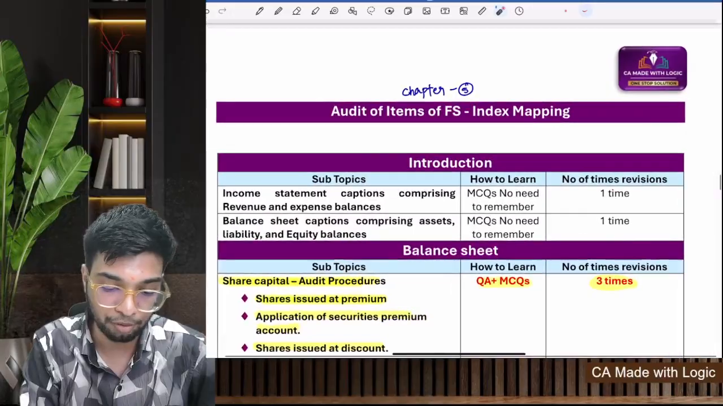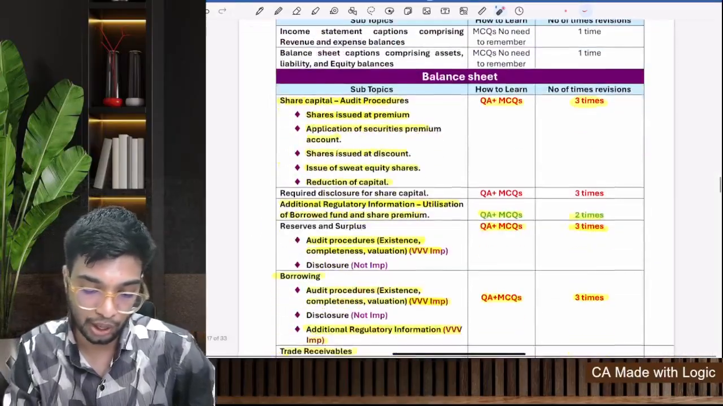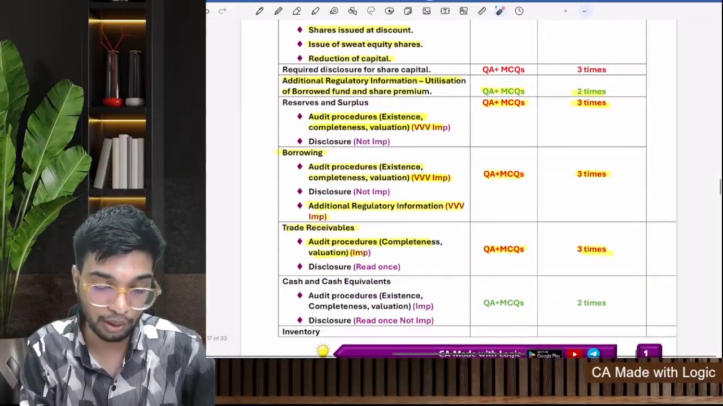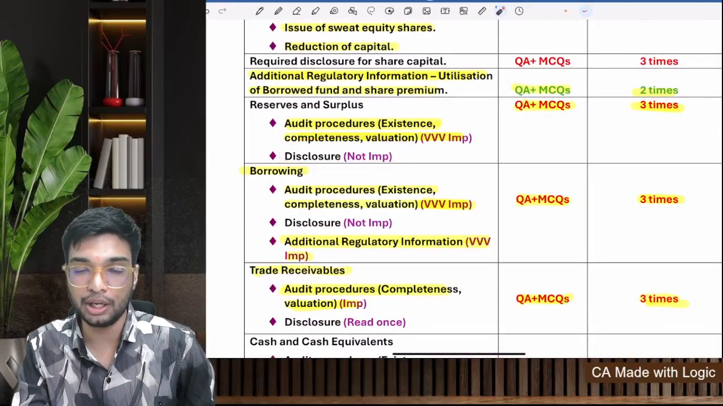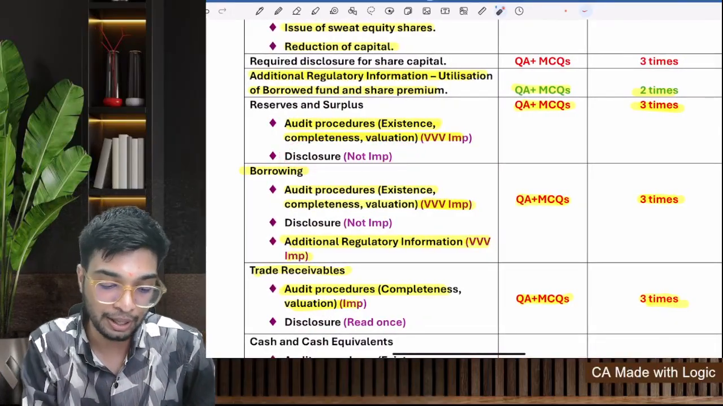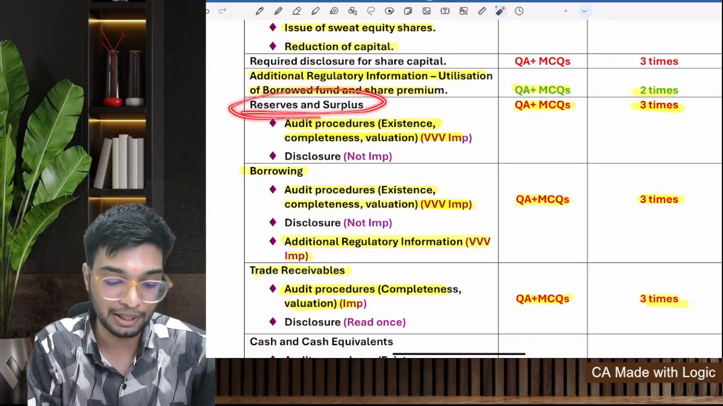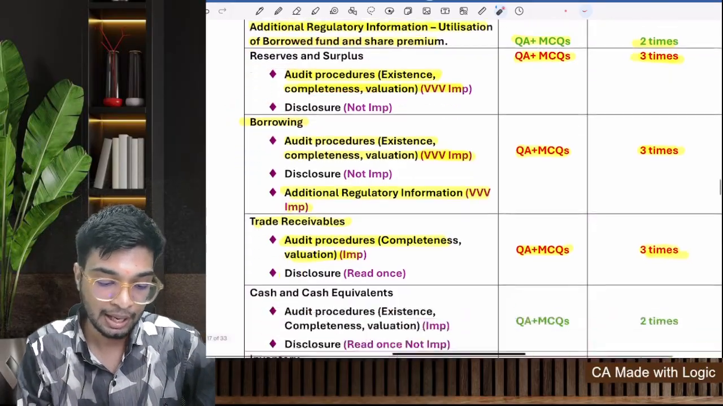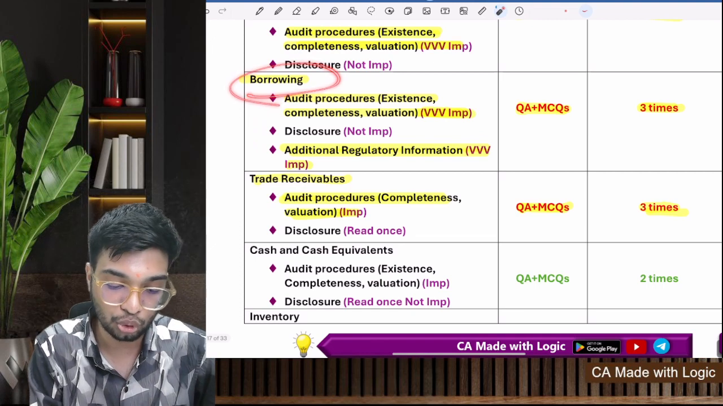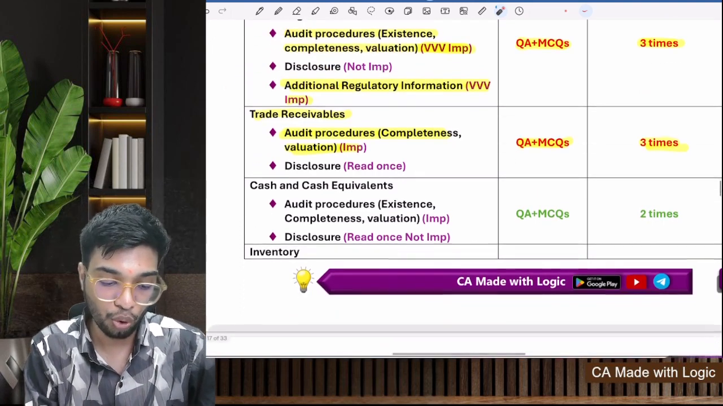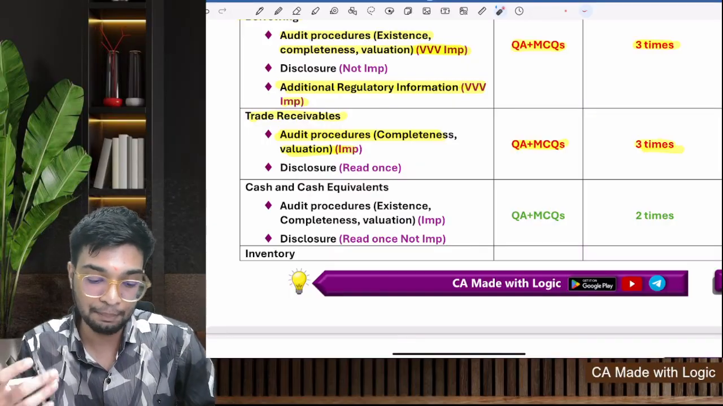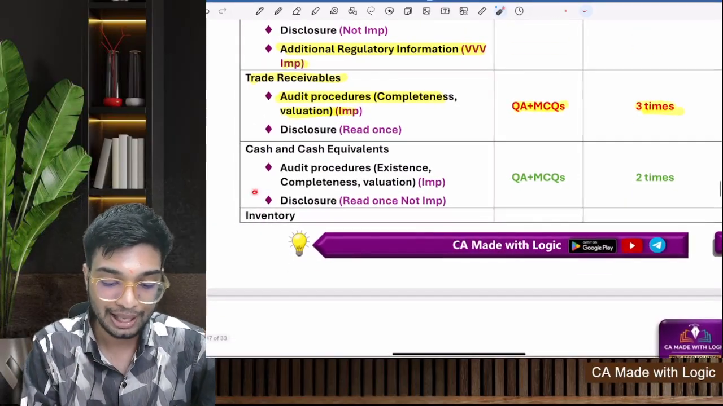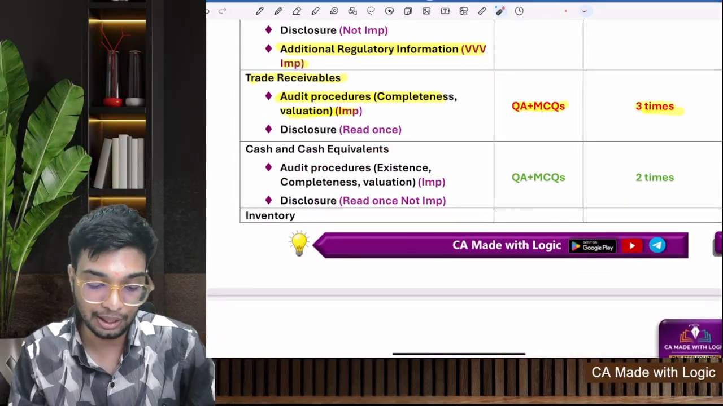Then comes chapter number 5. Under this chapter also I have highlighted which are all things you need to cover, and what are all disclosures. Even if you are ignoring it, it's completely fine. You can see that reserves and surplus disclosures are not important. Then borrowing related disclosures are not important. Trade receivables disclosures, you can read it once if you have time. Otherwise, you can ignore it. Cash and cash equivalents is completely irrelevant.